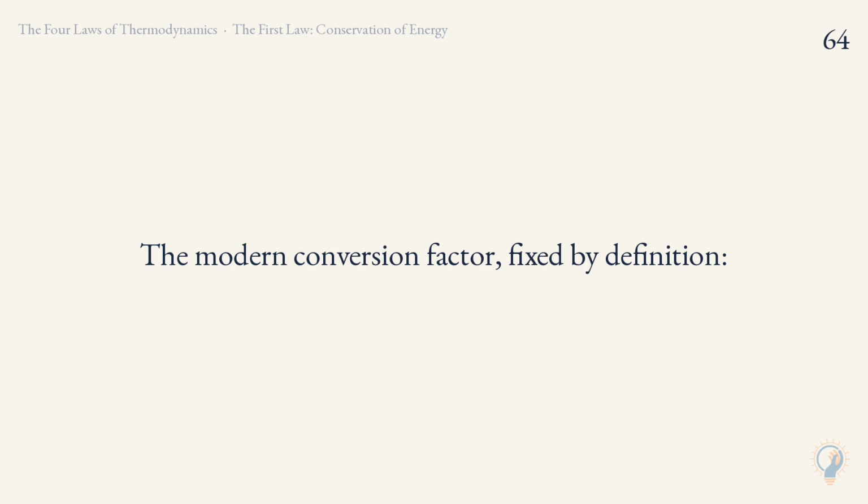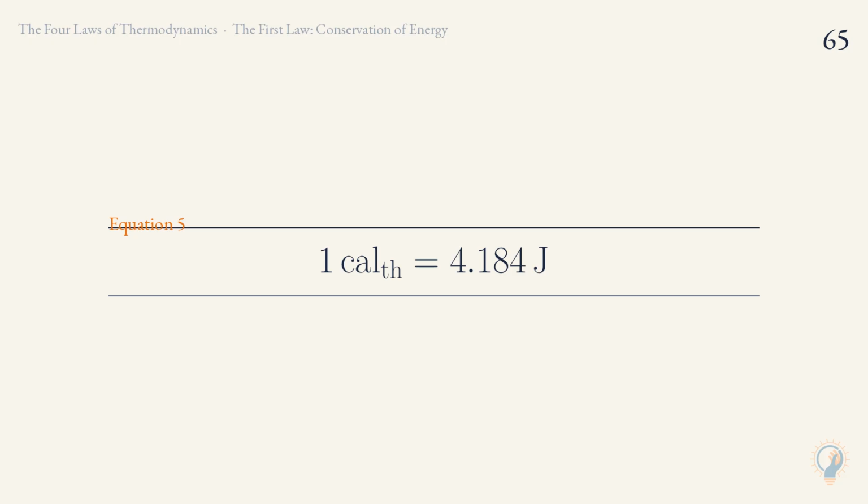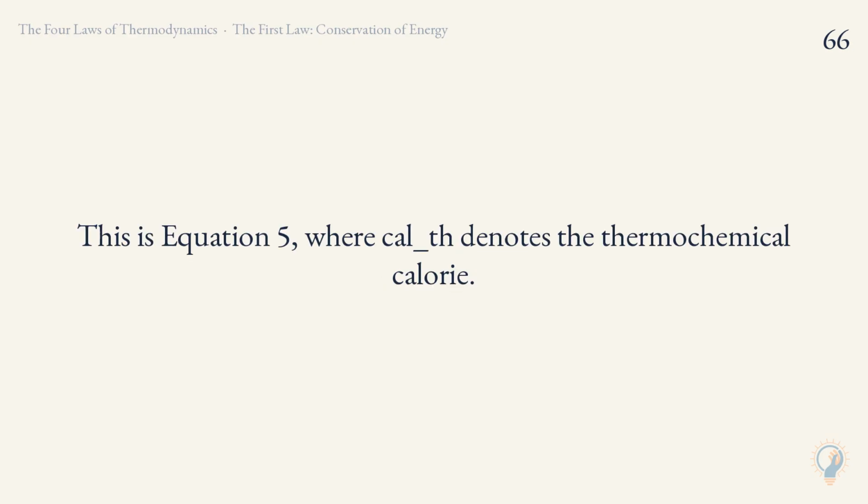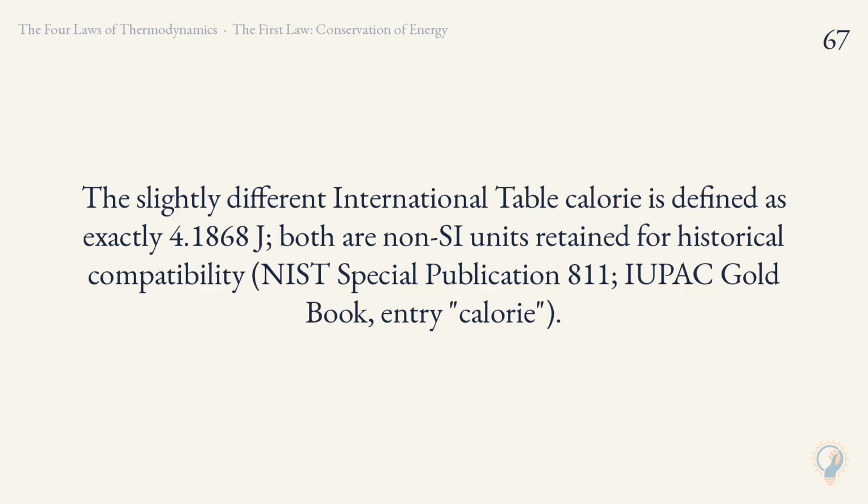The modern conversion factor, fixed by definition. Equation 5. 1 thermochemical calorie equals exactly 4.184 joules. This is equation 5, where cal sub Th denotes the thermochemical calorie. The slightly different international table calorie is defined as exactly 4.1868 joules. Both are non-SI units retained for historical compatibility.